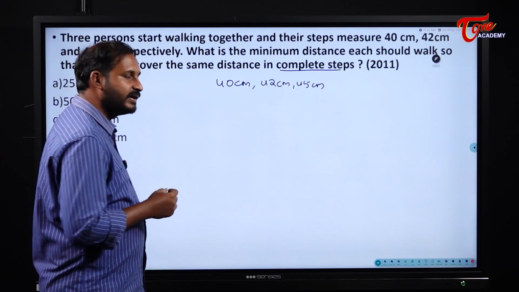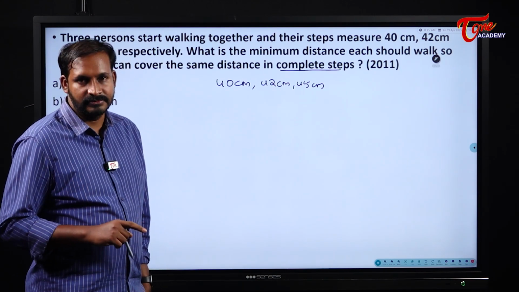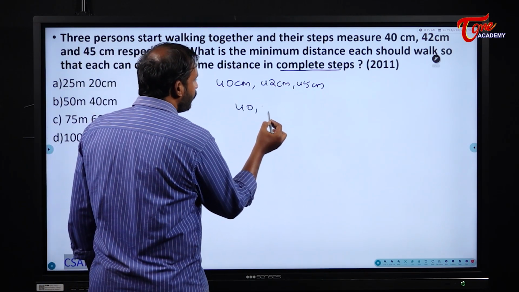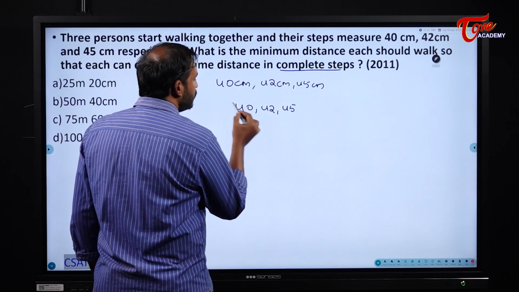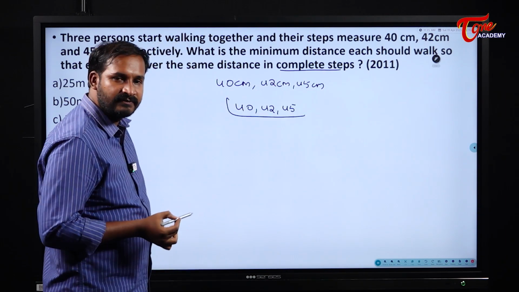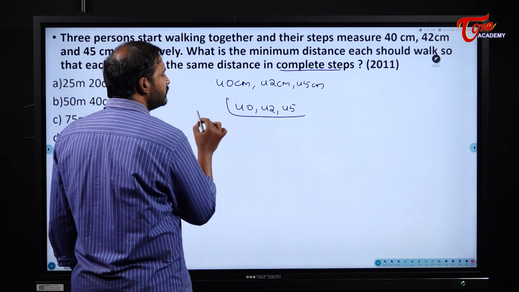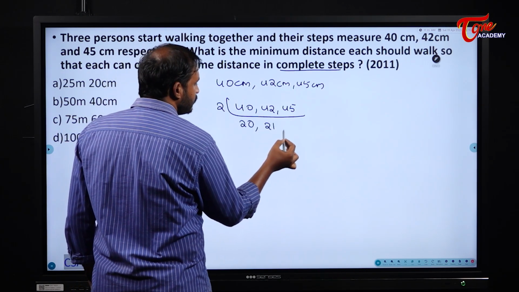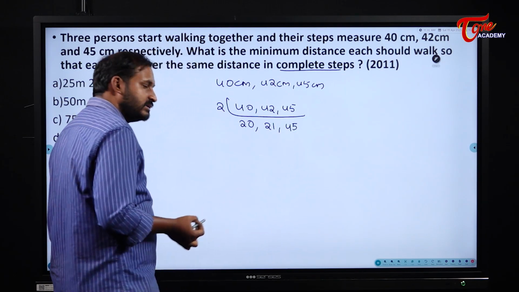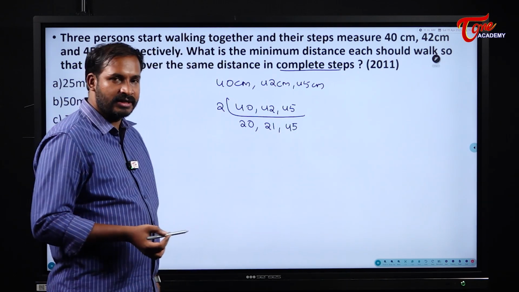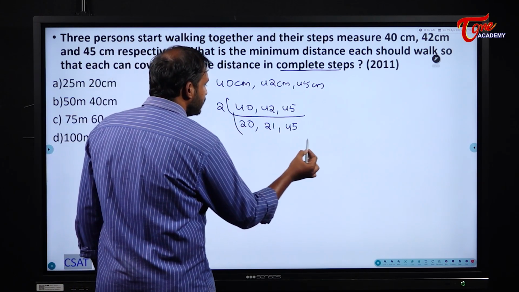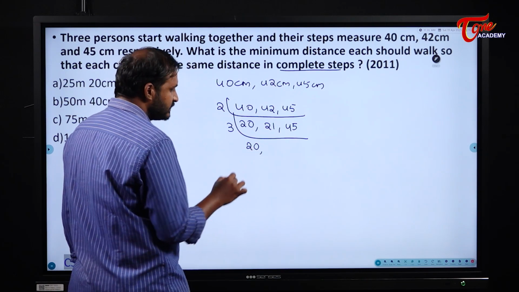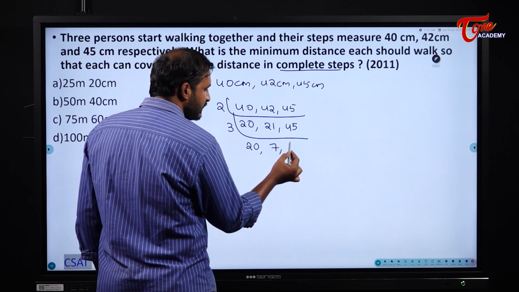Now, what do we need to find here? We need to find the LCM. So please try to find the LCM of 40, 42 and 45. What is the LCM we will get here? We will go with the 2 table initially. 2 20s are 40, 2 21s are 42, 45 is unchanged. Anyway, it is LCM, so we need not worry much about that. Next, I will go with the 3 table. 3 20s, why? Because 20 is not divisible by 3. 7s and 15.